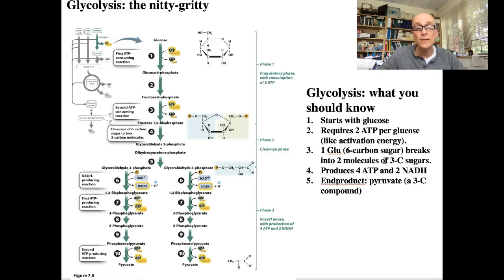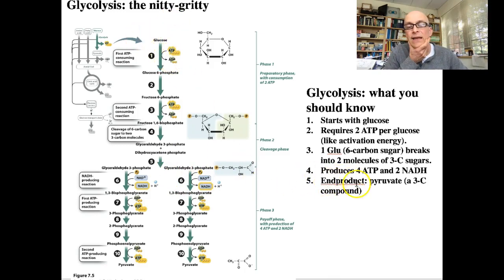We have done some redox reactions. We have taken the energy and moved it to some electron carriers here. We've also created some ATP. So we've produced 4 ATPs and 2 NADHs, right? 1 here, 1 here, so 2 per molecule of glucose.